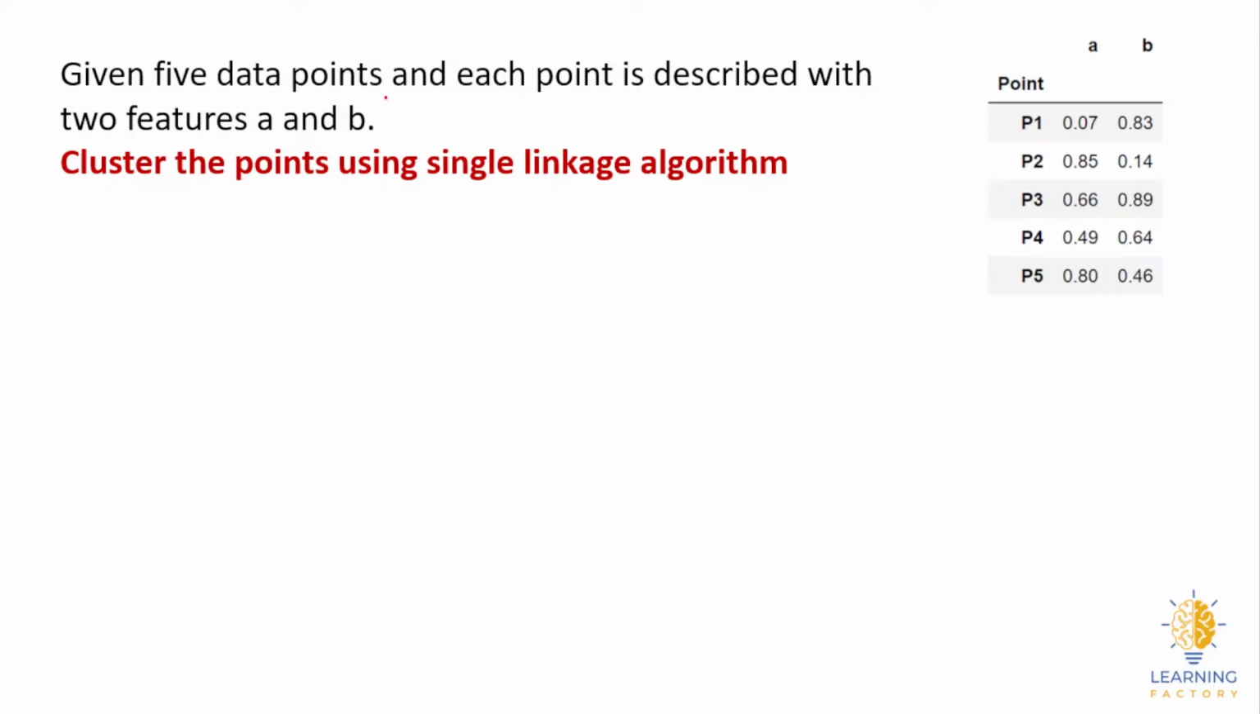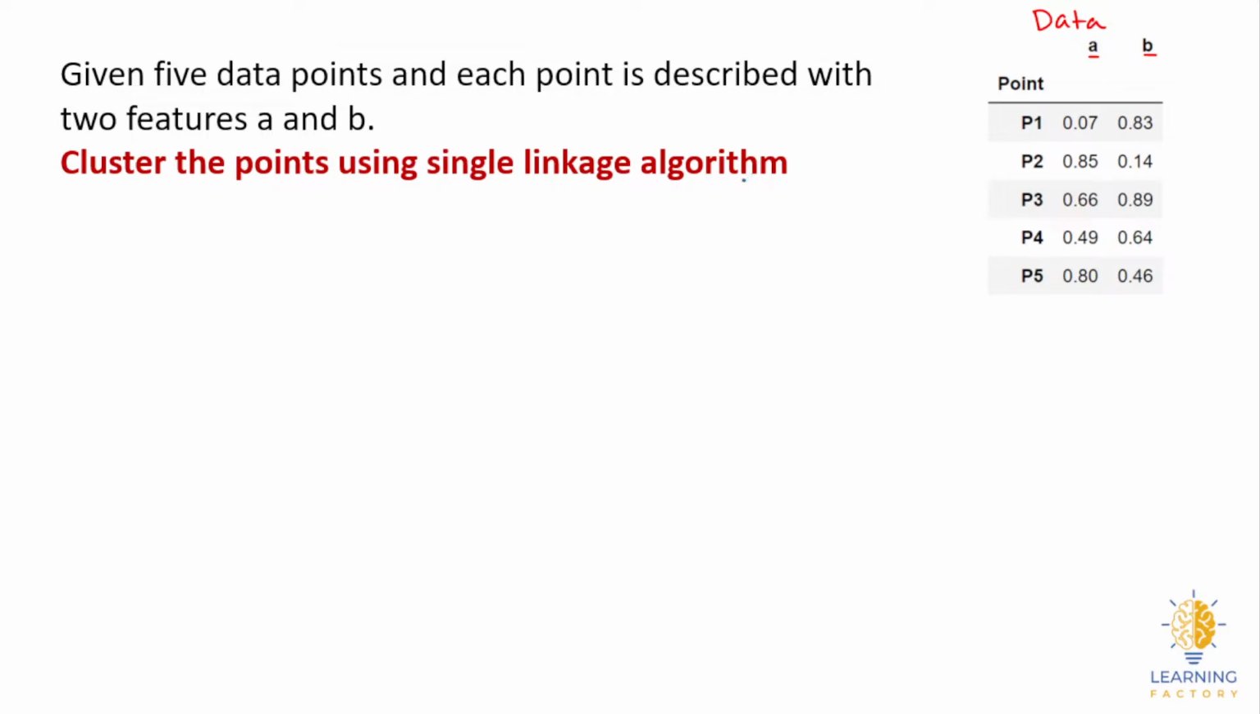Given 5 data points, each point is described with two features A and B. So see here, this is the data that has been provided. We have 5 data points P1, P2, P3, P4, P5. Each data point is described with two features A and B. Cluster the points using single linkage algorithm. So this is the question that we have and we are going to solve this problem.